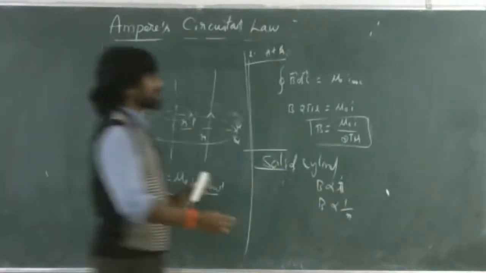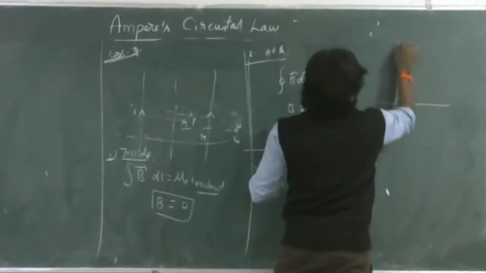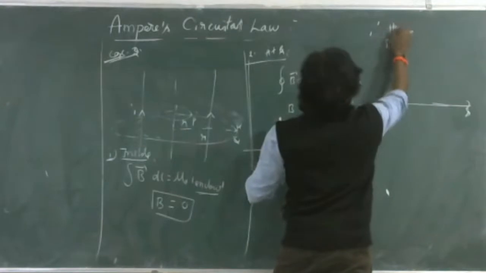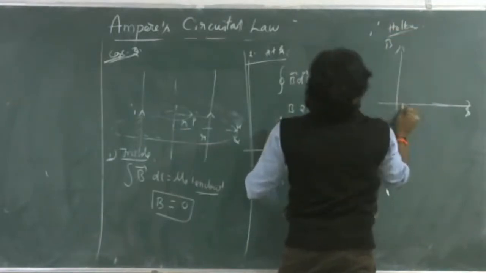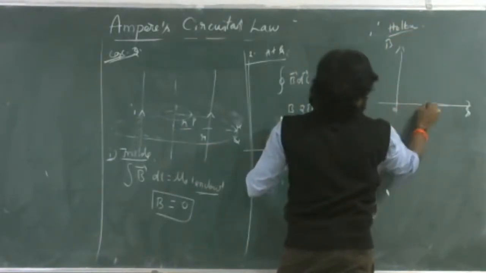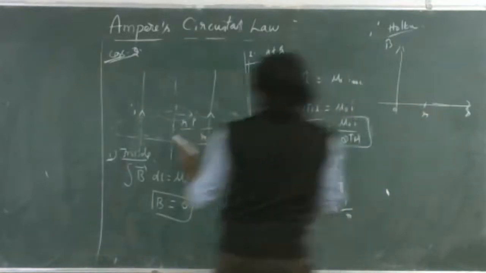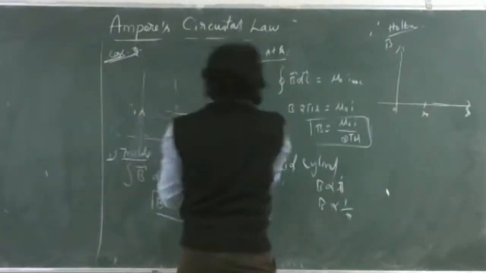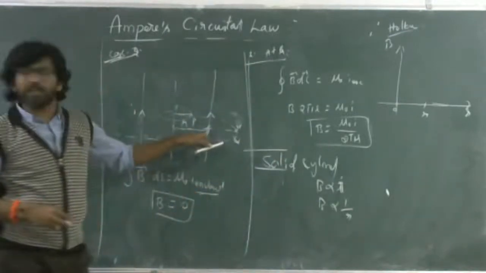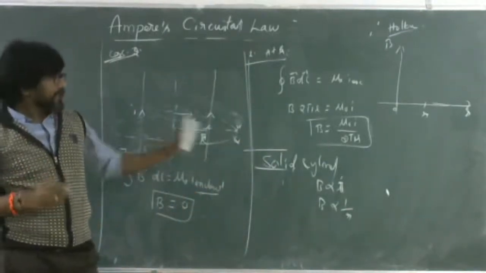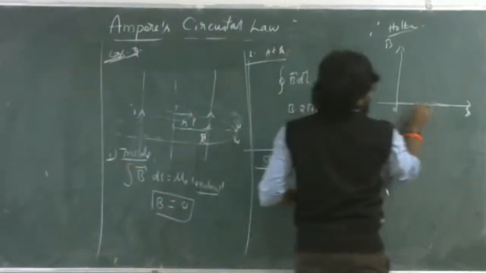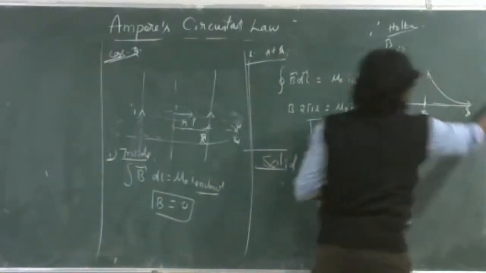So if you draw a graph of B versus r for a hollow cylindrical wire, from r equal to 0 to the radius, you can take this as capital R. For this radius capital R, till the surface it is 0. Then from here onwards it decreases.